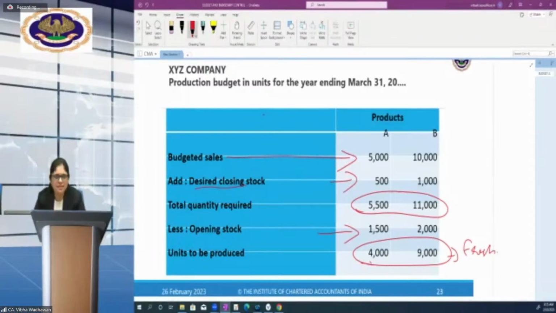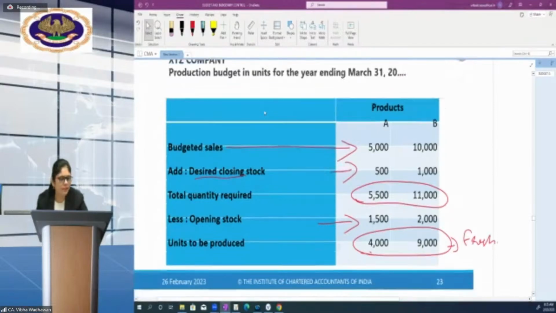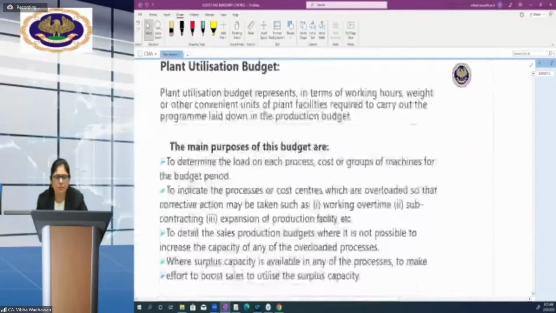The sales plus the stock which we are expecting to keep for the future also. Some stock we also keep. And then this is the total quantity we should have. How much quantity we already have. So the balance we have to produce. All right. So we basically go backwards. Sales plus closing stock minus opening stock, we get the production to be done. Any doubts so far, students? Clear? So that is the format of the production budget.